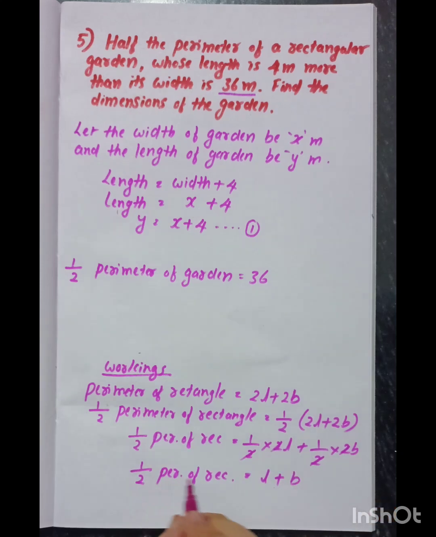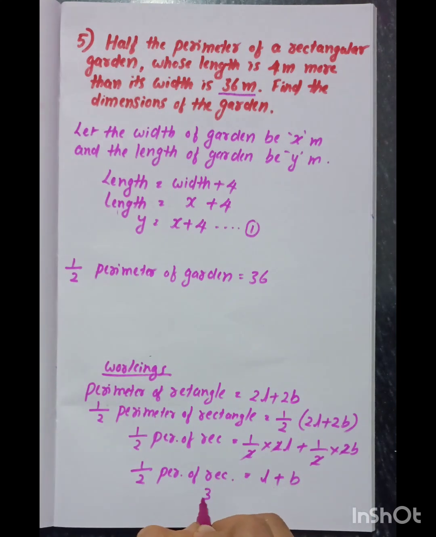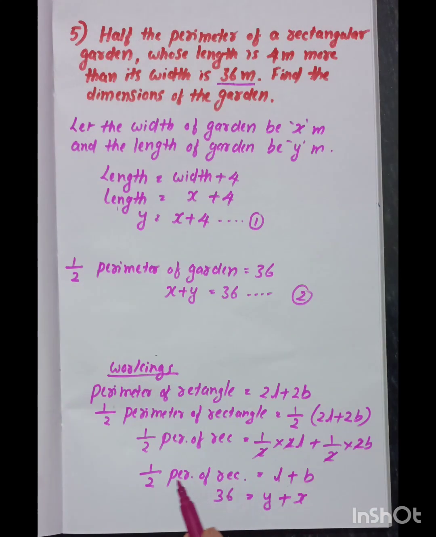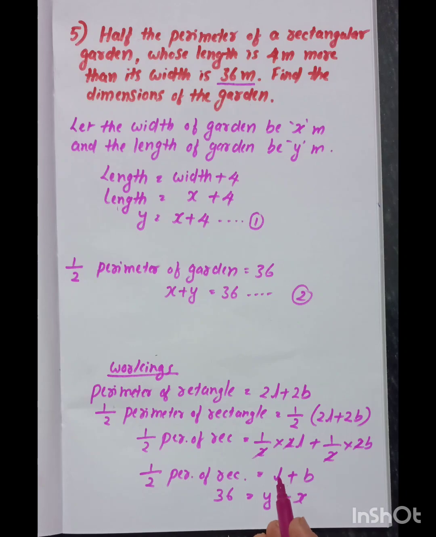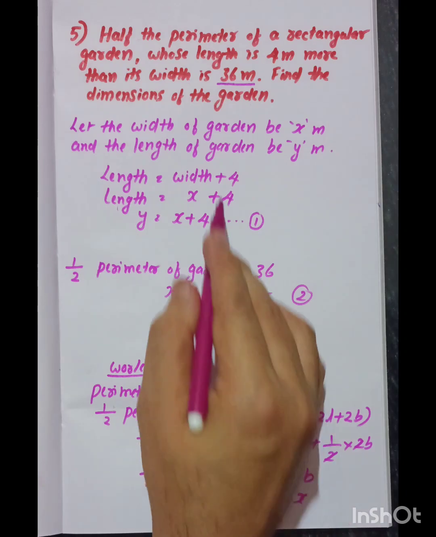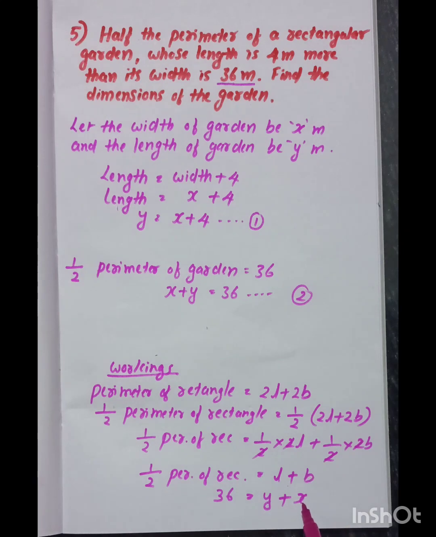So half perimeter of the rectangle is given as 36. Look here, half perimeter of the rectangular garden is 36. L means length of the garden is y and breadth is x. So 36 equals y plus x, that is half perimeter of the garden.